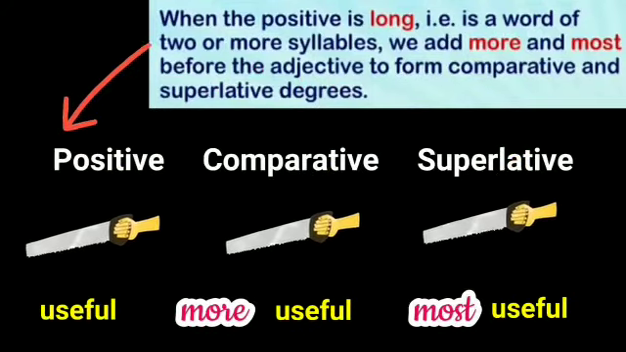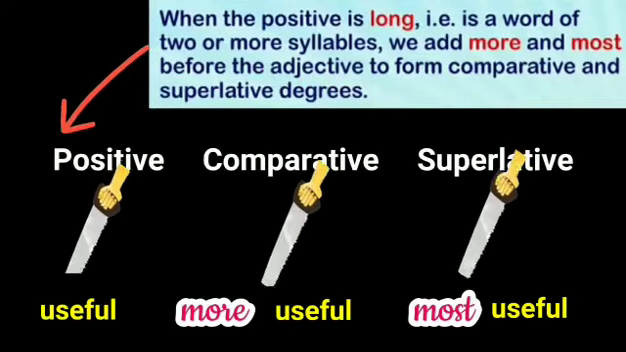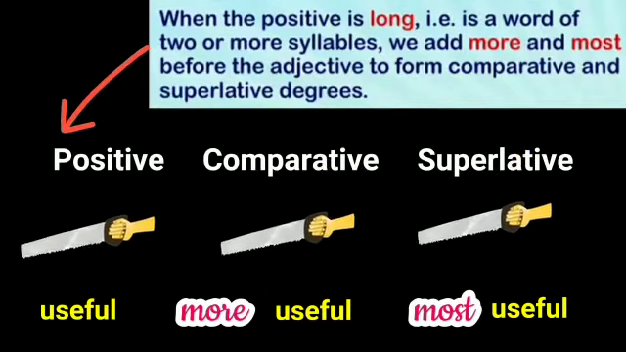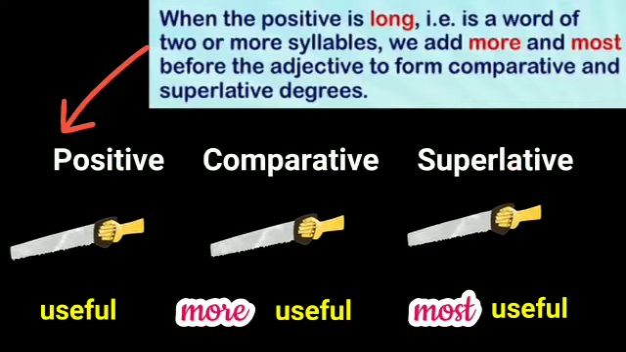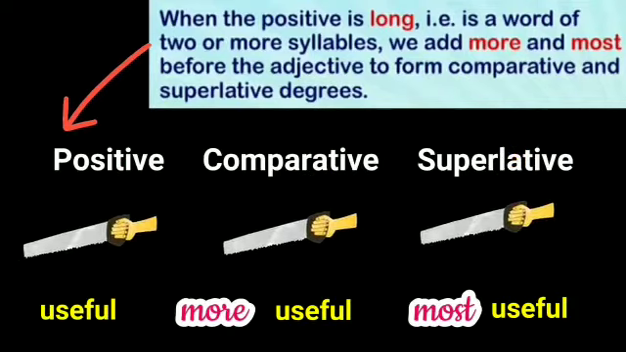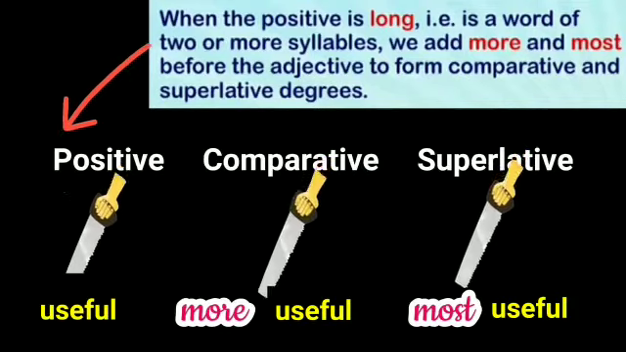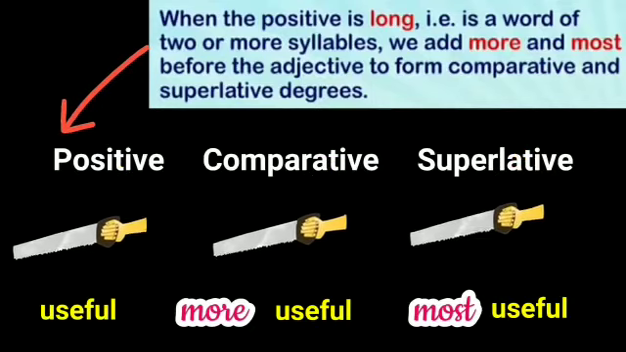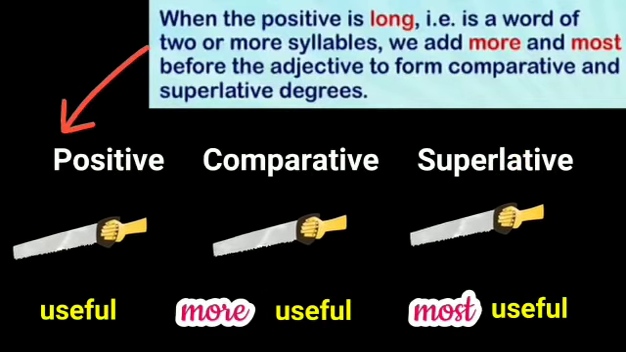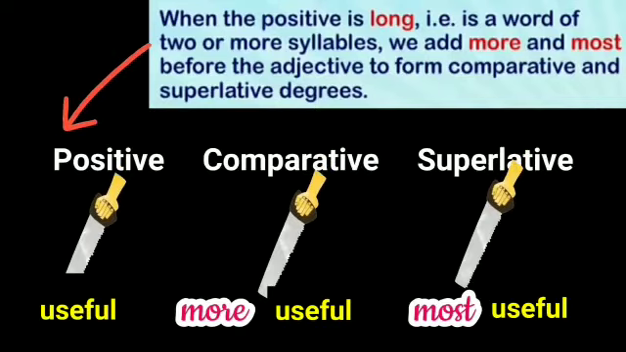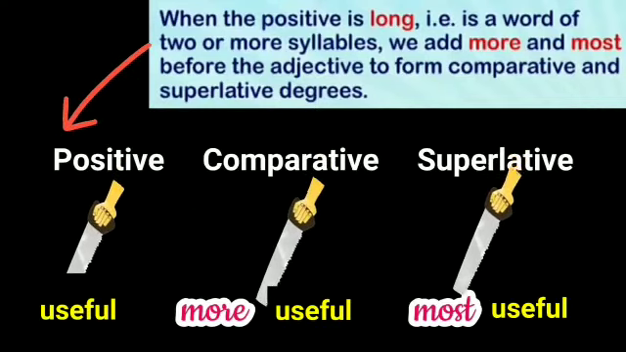Students, when the positive is long, that is a word of two or more syllables, we add more before the adjective in comparative and most before the adjective in superlative. Example, useful. So children, as you can see, when we speak it we break it into two parts and it contains a vowel in each. So it has two syllables. In comparative, it will be more useful and in superlative, it will be most useful.